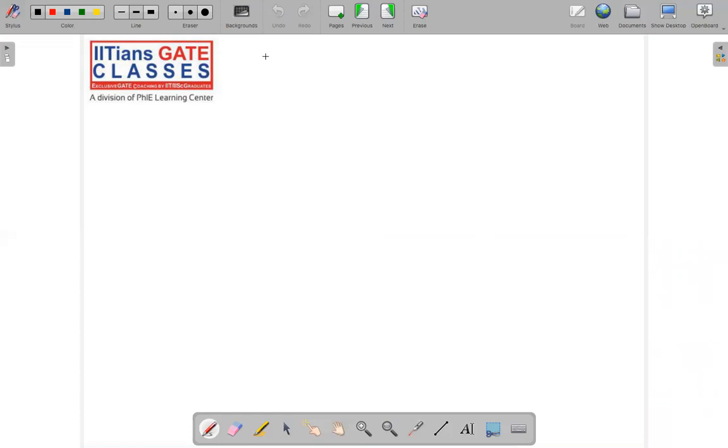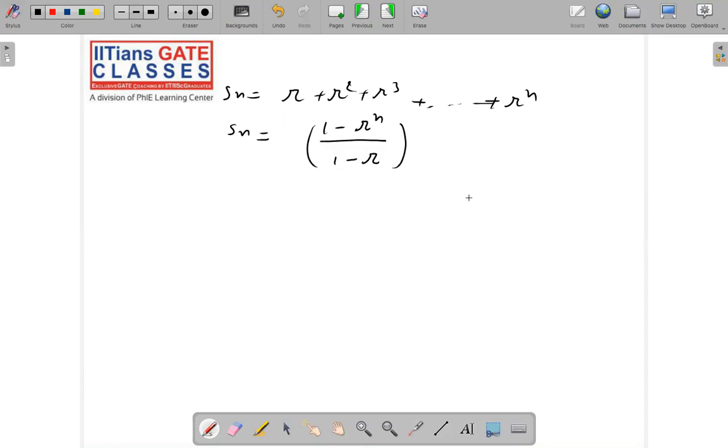If you don't remember geometric progression, let me write the answer for GP. In case of GP, the sum can be written like this, if we have terms like R plus R square plus R cube plus up to R to the n. If the sum is Sn, then Sn can be written like this: 1 minus R to the n upon 1 minus R, if R is not equal to 1. So if you remember the form of GP, we can write it like this.